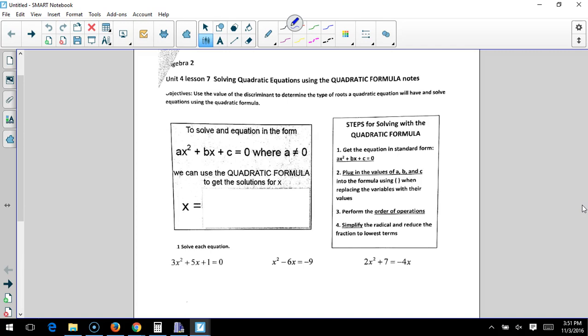Now, you probably remember the song. X equals the opposite of b plus or minus the square root of b squared minus 4ac all over 2a. That's the quadratic formula. Okay, so how do we solve with the quadratic formula?